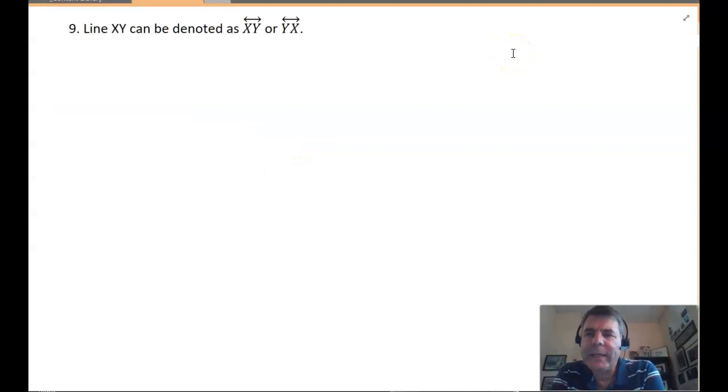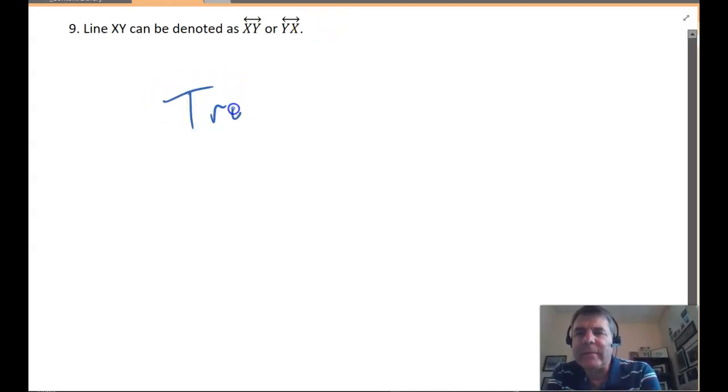And last one, can line XY be denoted as line XY or line YX? And the answer is yes, it can. It doesn't matter. Since the lines go in both directions forever, it doesn't matter which letter you put first.